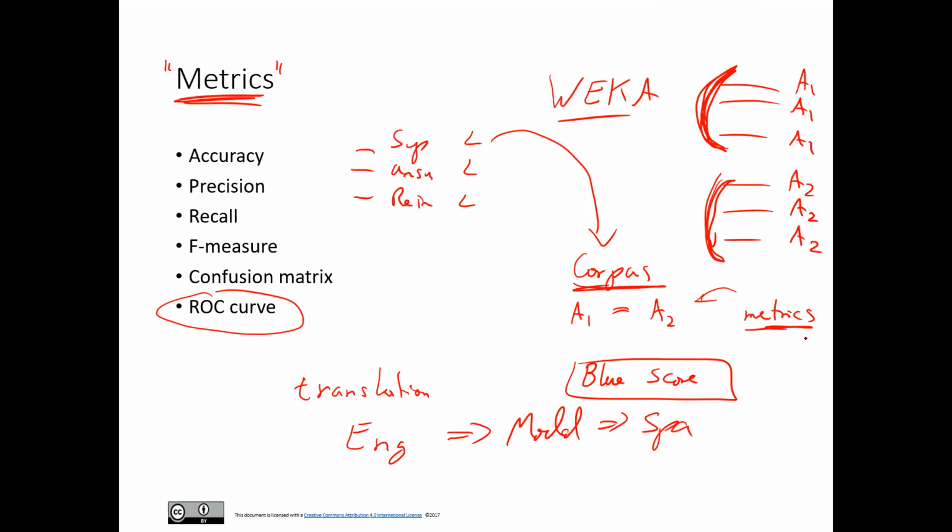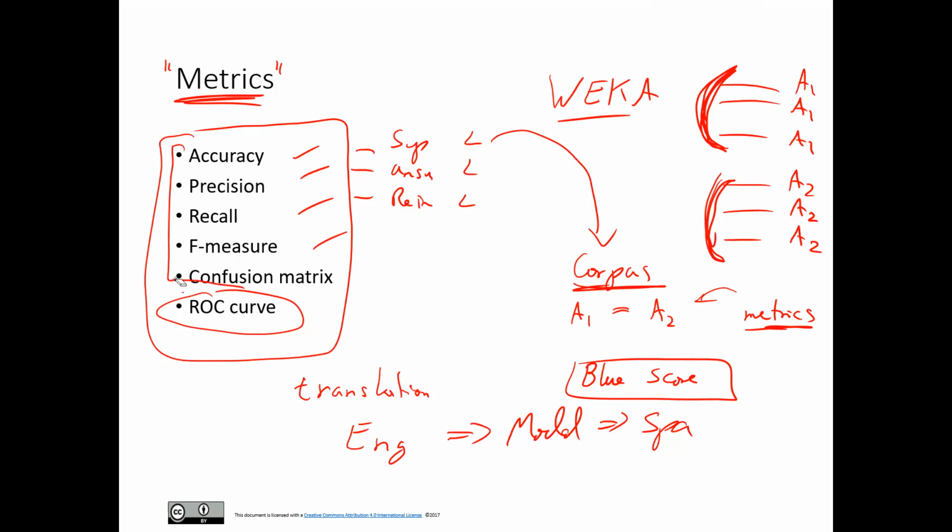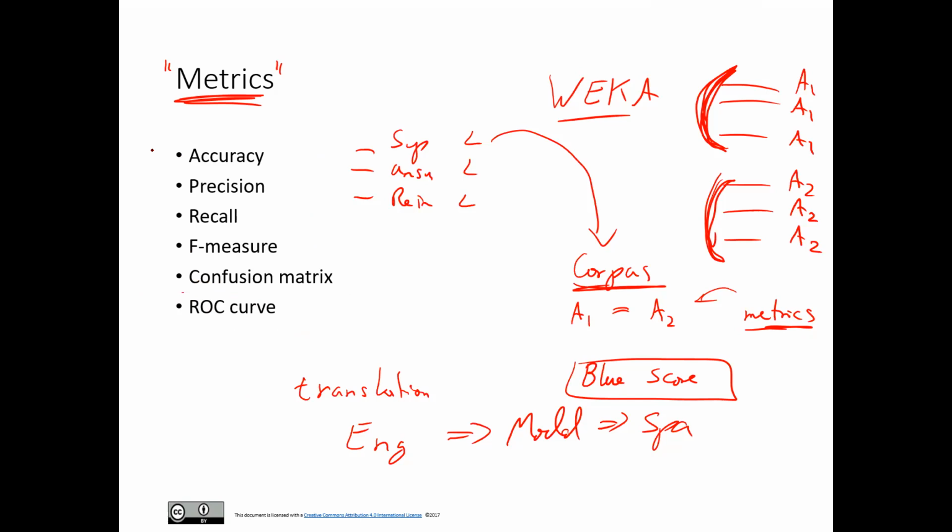But in particular, when we're just measuring the performance of our algorithms, we're going to look at accuracy, precision, recall, F measure, and the confusion matrix. For now, these are the five different metrics, or ways of measuring, that we're going to use, okay? Are there any questions with this? No questions? All right.